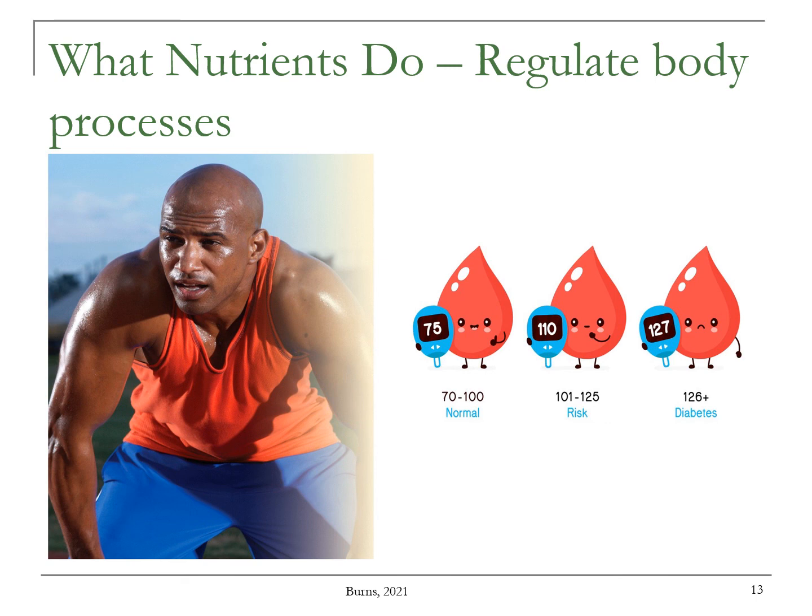Nutrients play important roles in the regulation of body processes, such as the regulation of body temperature through perspiration, the regulation of blood pressure, and the regulation of blood sugar levels. Each nutrient plays a role in helping to maintain homeostasis, or the proper regulation of metabolism.